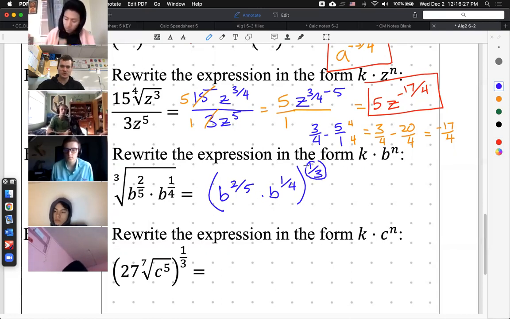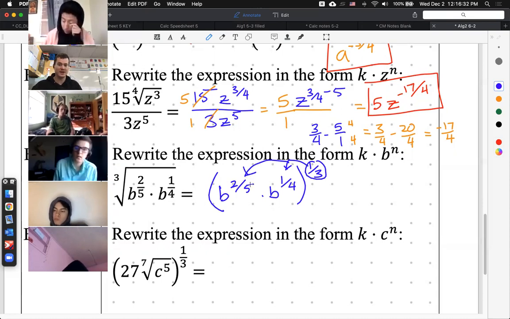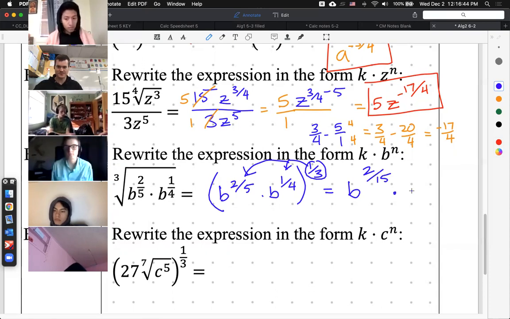I'm now going to distribute this power of 1/3 into each of these fractions. Distributing means multiply. Multiply is super straightforward. You just multiply straight through. So the b to the power of 2/5 is now b to the power of 2/15. 1/3 times 2/5 is 2/15. And this is times, and there's another way to do this. There's two ways to do this. I'm doing it maybe the longer way. b to the power of 1/12.